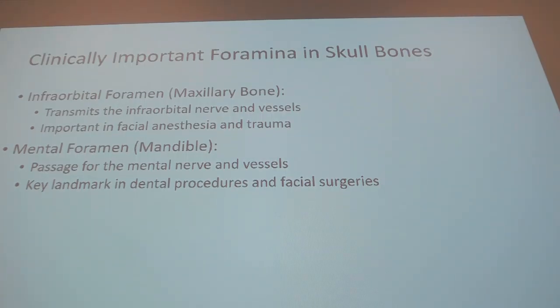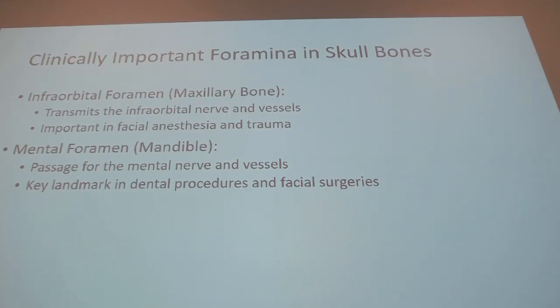Another foramen that we have is just below the orbit. It's part of the maxilla, the infraorbital foramen. It allows the passage of the infraorbital nerve and vessels. So it's important for facial anesthesia and trauma.